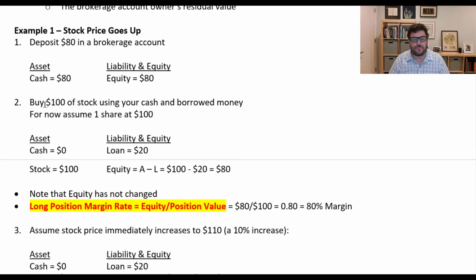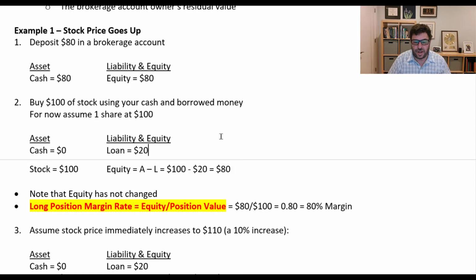The next thing we're going to do is buy a stock using the cash that you just deposited and borrowed money. And for now, we'll just assume one share at $100. The way this works is I need to set up my account so I'm allowed to do this, but then I just go in and buy a stock, and the brokerage account realizes that I just bought a stock that costs $100. I only have $80 in the account. So that $80 in cash is gone, so cash goes to zero. The value of the stock is $100, and they immediately loan me $20, and we'll talk about the rate at which they loan. So note that equity hasn't changed. It's 100 minus 20, which is 80.